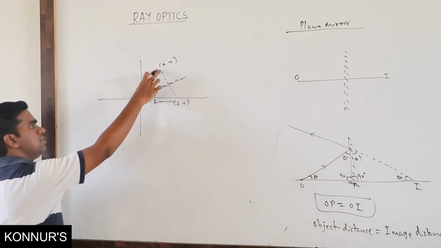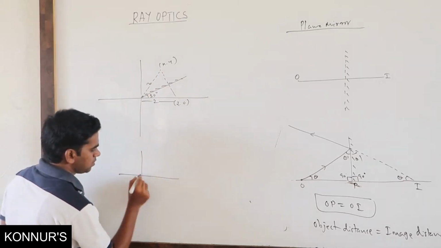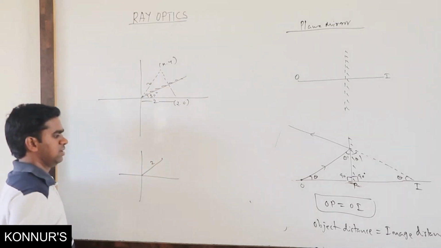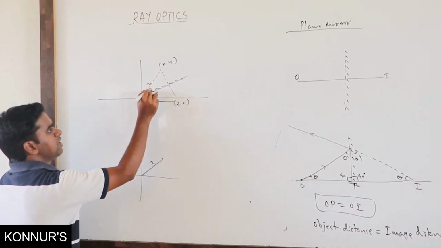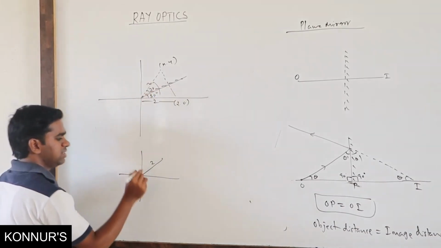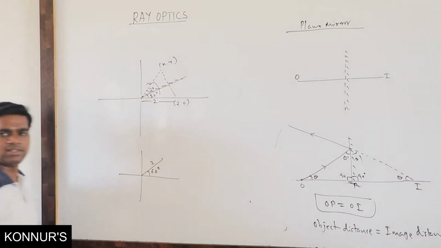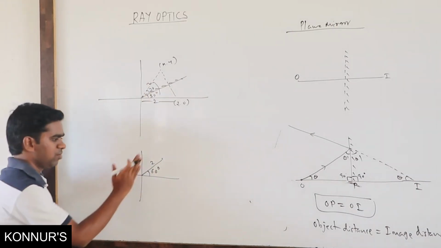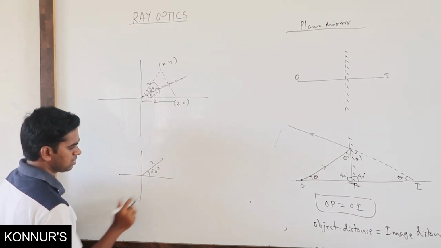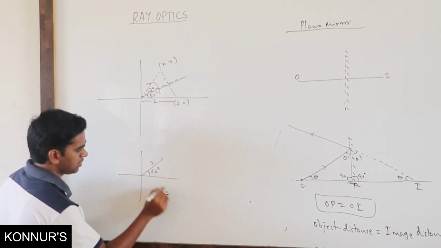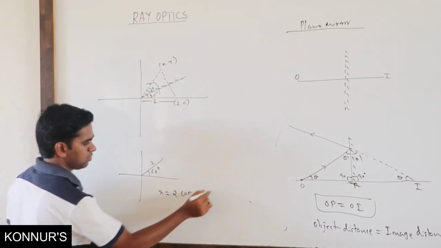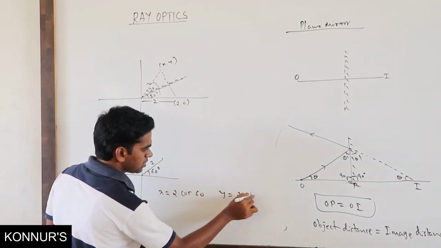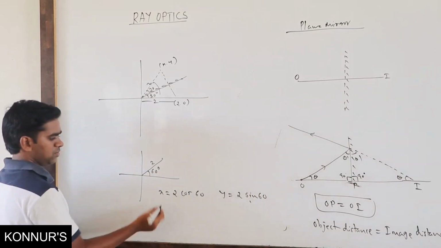So take only this vector here. If this is making an angle of 30, this is also making an angle of 30. So the total angle is what? 60. So this is angle 60, and you can write its components now. What is x? x is 2 cos 60. What is y? y is 2 sin 60. So you can easily get it.